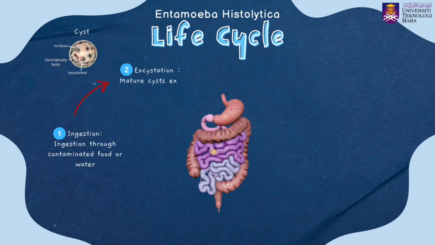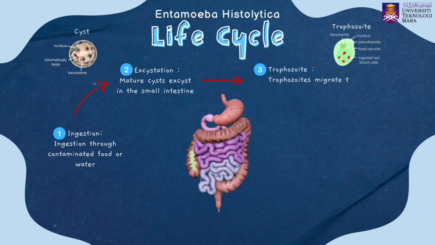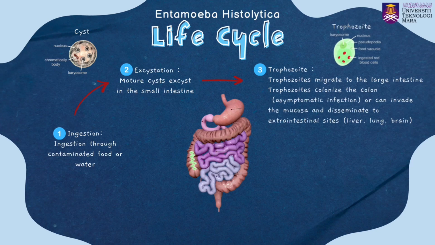Here, the mature cysts break open to release active parasites. In stage 3, these active trophozoites migrate to the large intestine. They often colonize the colon without causing symptoms. They are also capable of invading the mucosa, which can lead to intestinal disease or allow the parasite to spread through the bloodstream to extra-intestinal sites like the liver, lungs, and brain.